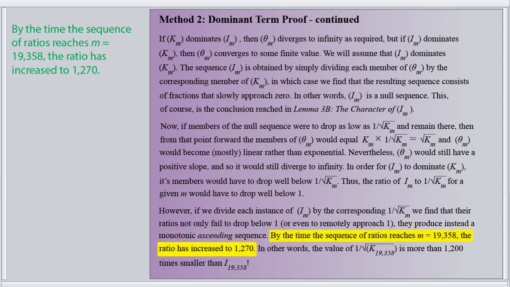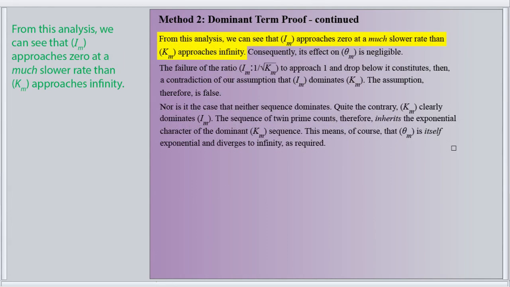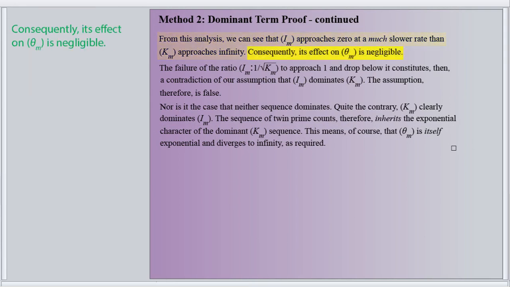By the time the sequence of ratios reaches m equals 19,358, the ratio has increased to 1,270. In other words, the value of 1 over the square root of k sub 19,358 is more than 1,200 times smaller than I sub 19,358. From this analysis, we can see that I approaches 0 at a much slower rate than k approaches infinity. Consequently, its effect on theta is negligible.